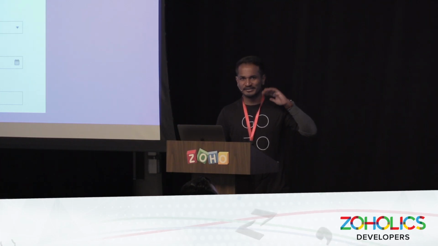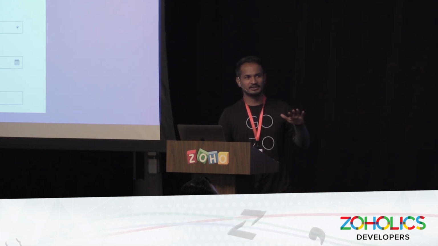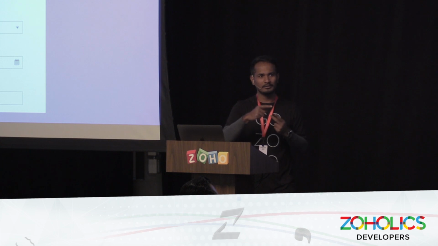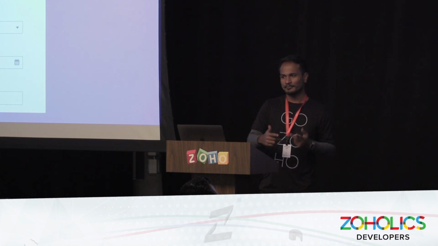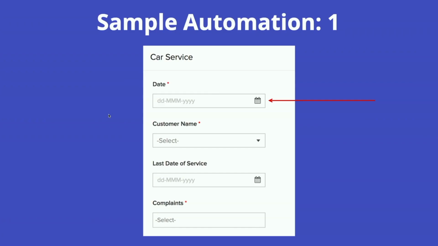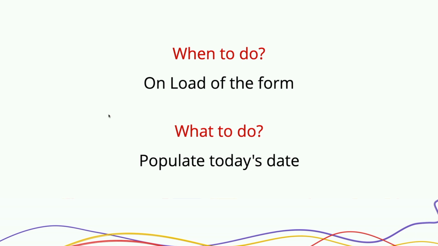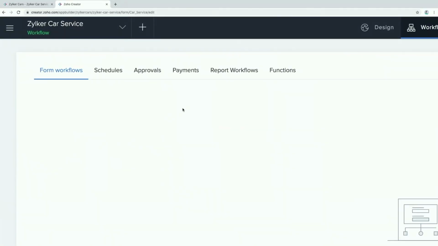So back to the basic point, whenever there is an automation, you'll have to define two main pieces of information, when to do and what to do. So on load of the form, we need this action to be triggered. What are we going to do on load of the form? Load the current date. That's a very simple solution that we have. So when to do is on load of the form. What to do? We are going to populate the current date.